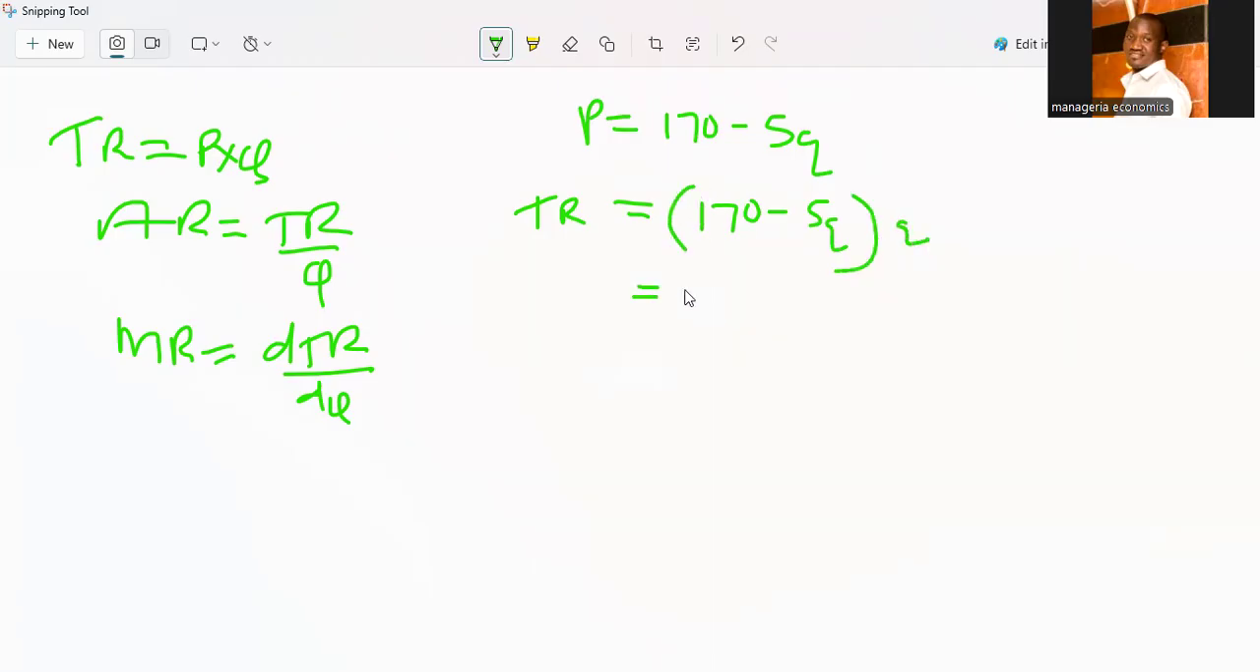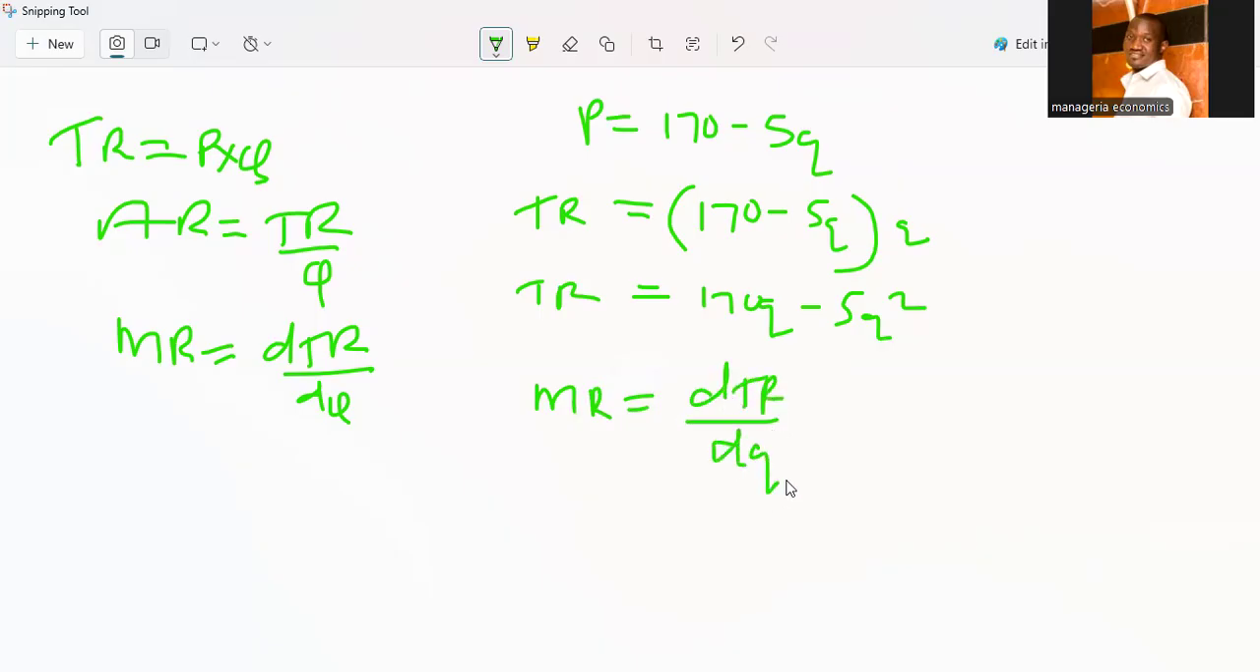So 170 times Q is 170Q. 5Q times Q is what? 5Q squared. So this is how we find our total revenue. Marginal revenue is when you differentiate your total revenue. So how do we differentiate? 170Q, when you differentiate it, the derivative is 170. 5Q squared, when you differentiate it, it is 10Q.